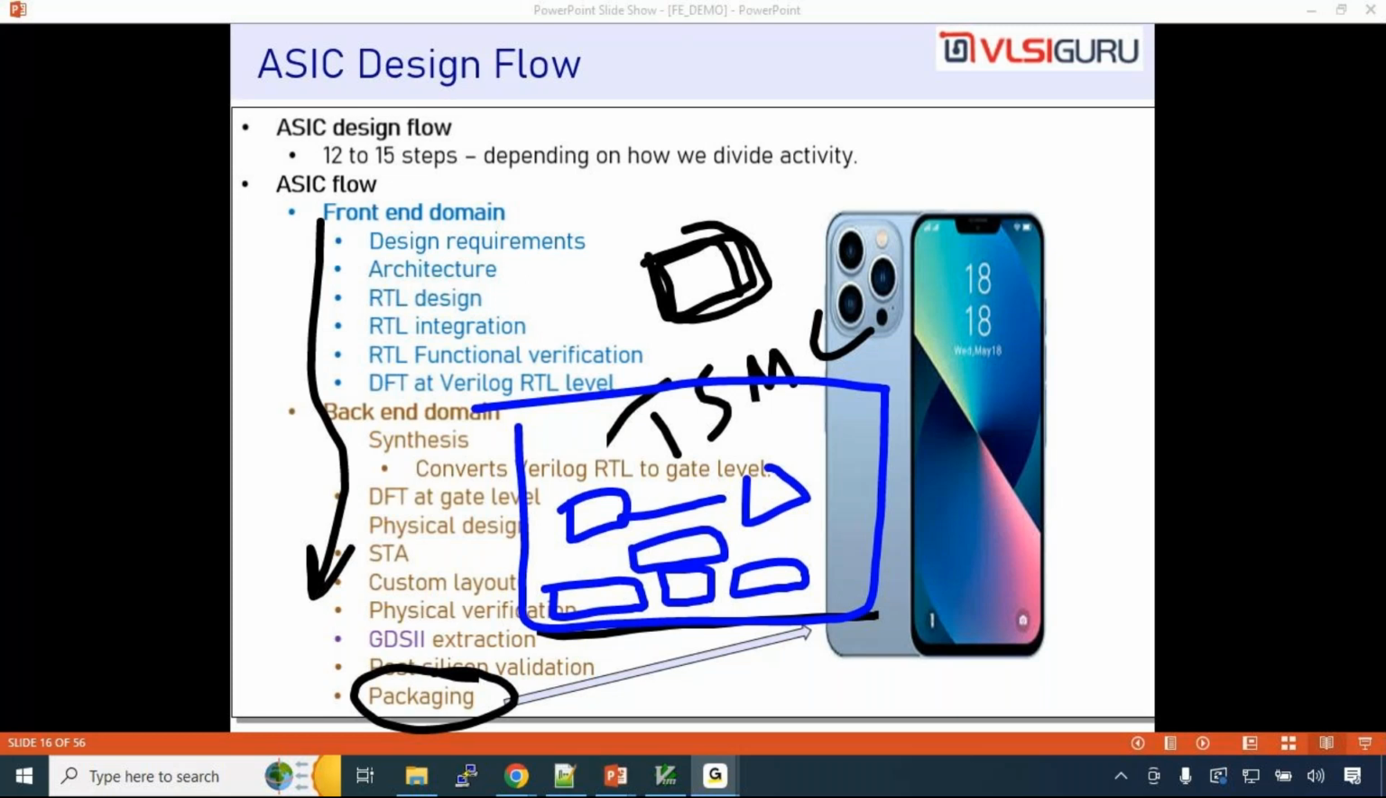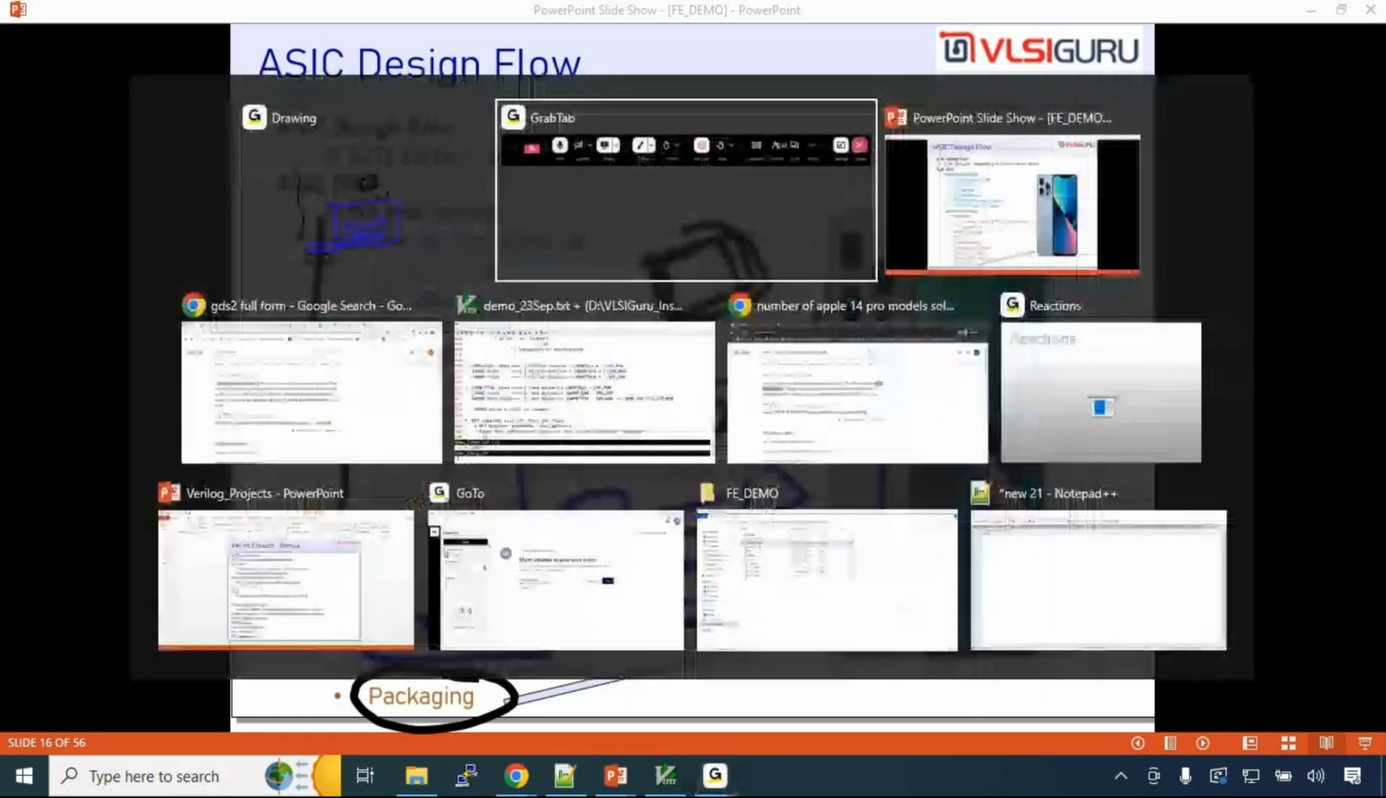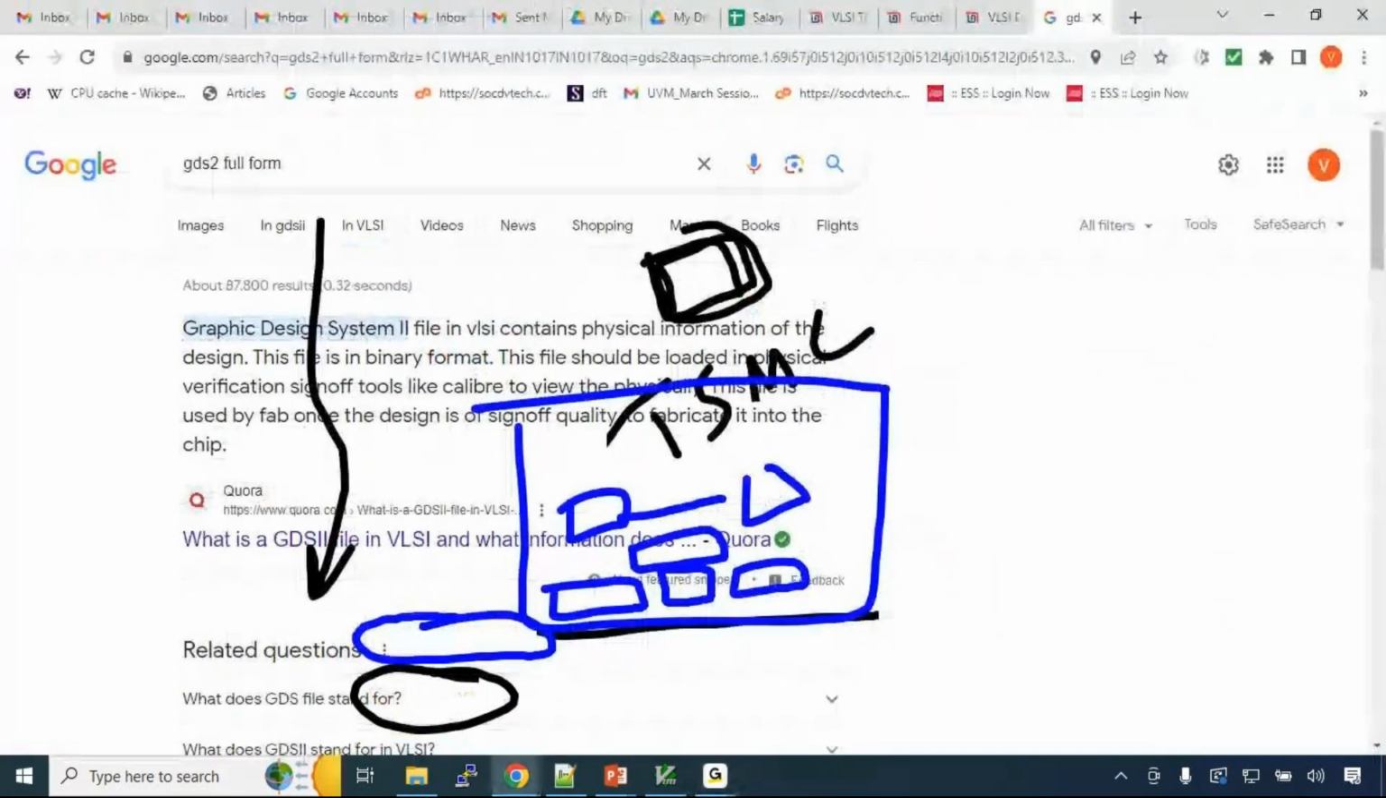During fabrication, you may have heard the term wafer. They process that. For them to do that process, you need to give that physical information. Where exactly is the metal, where exactly is the polysilicon, where is the oxidation, where the etching should be done, how much doping should be done. That information, that file, is called GDS2. Is that clear to you? Yeah, got it. Thank you.